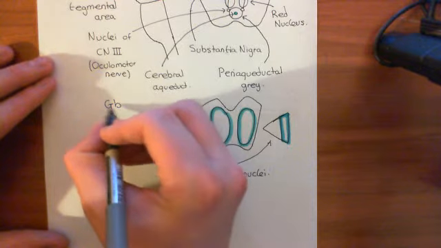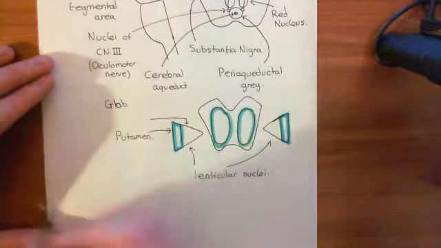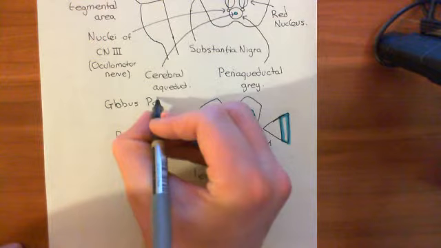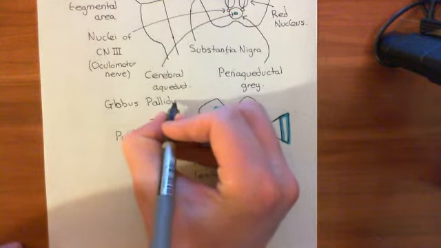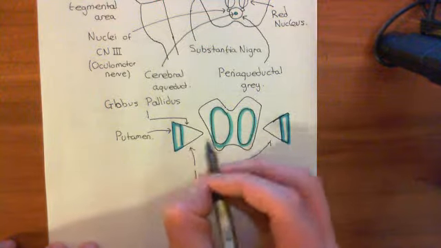Oh god, what have I done? Well, I'll turn that into a G, an L and an O, but it was a B. There we go, globus pallidus. Don't worry, I'll write globus out many times again. So this is globus pallidus. The whole thing is the globus pallidus.